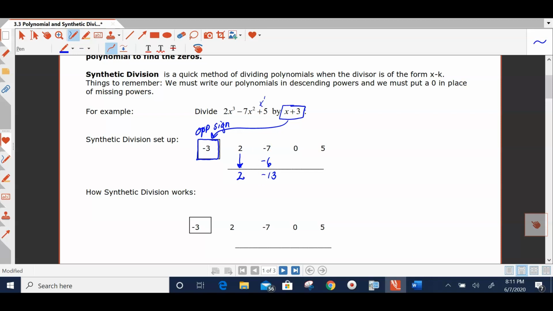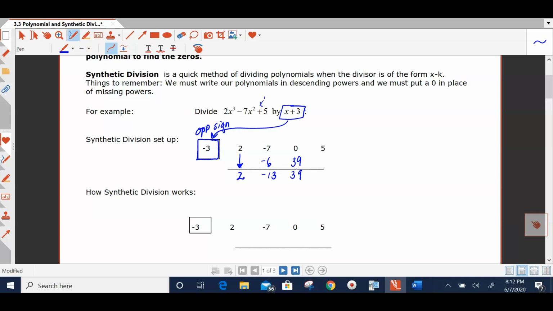I continue the same process. I'm going to multiply the -3 in the box times the -13 below the line. That answer is going to be placed above the line. So what is -3 times -13? I believe it is 39. And 39 plus 0 is 39. That goes below the line.